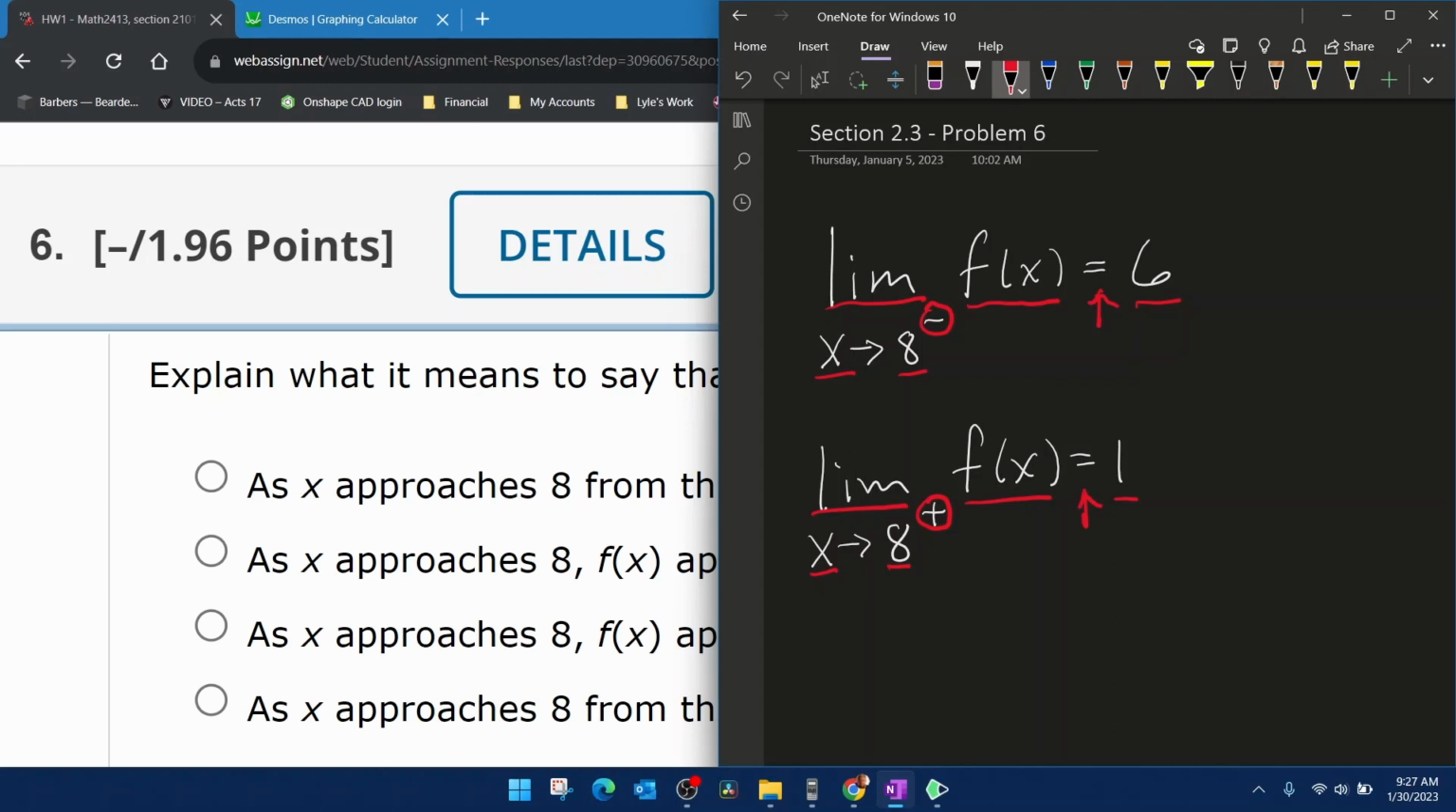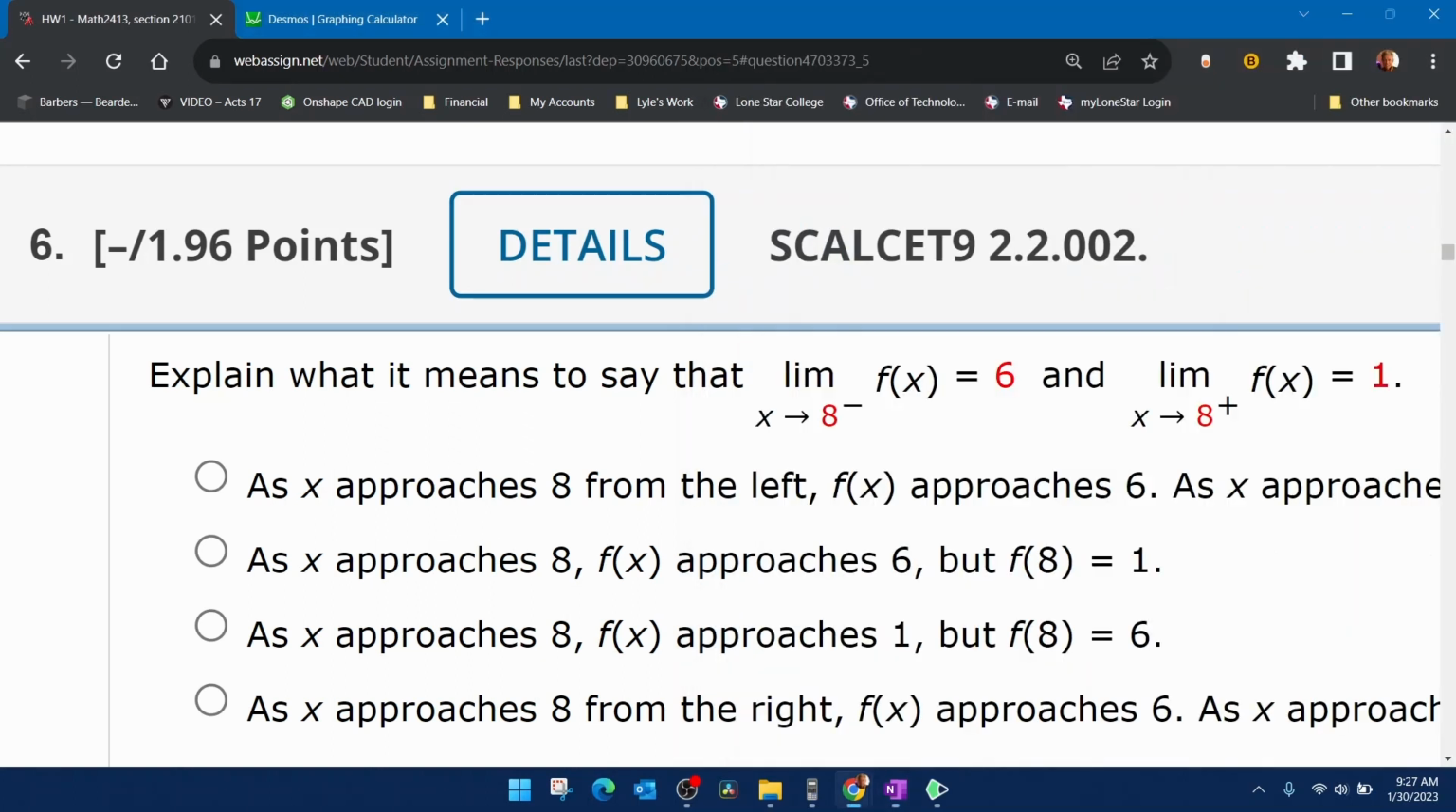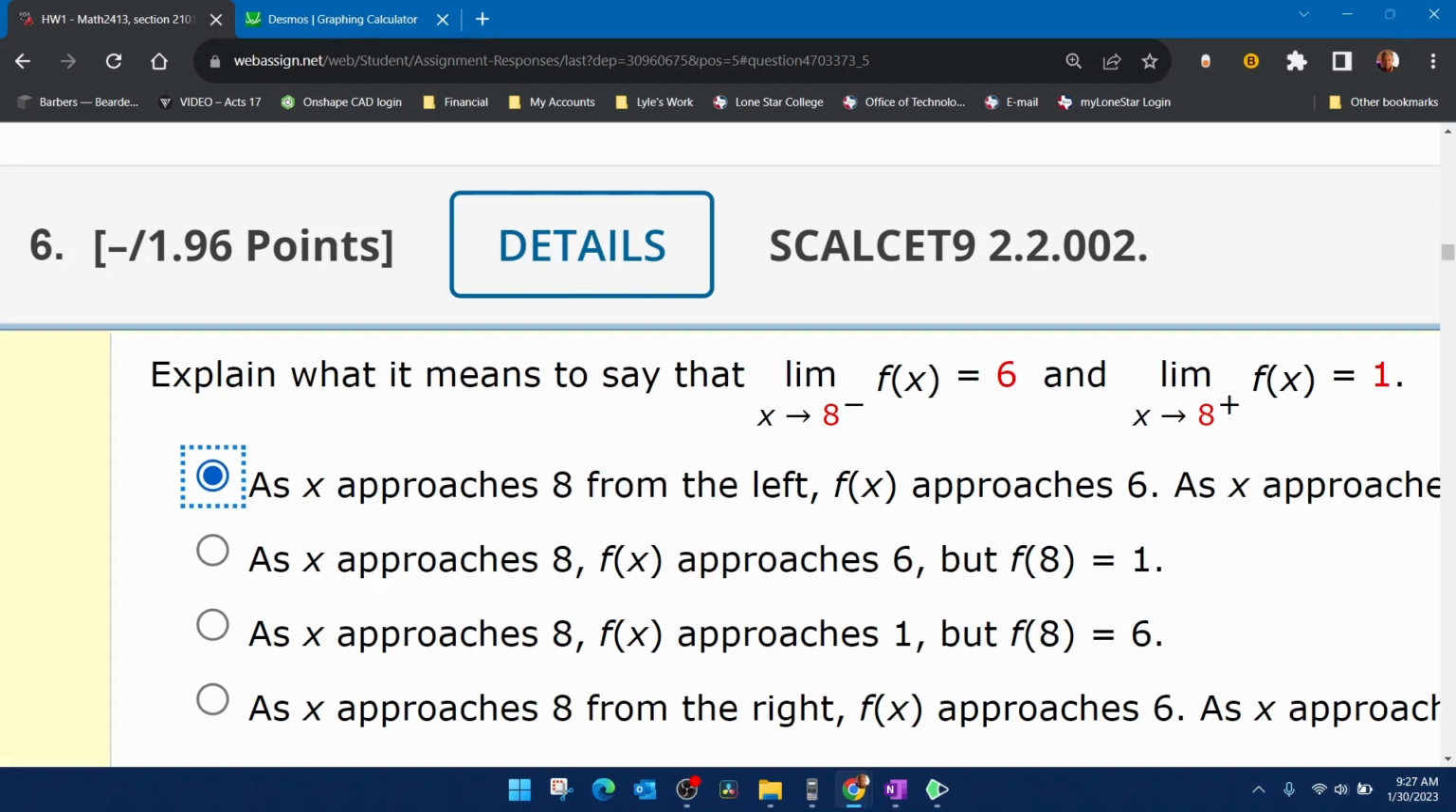Now let's go back and see if we can figure out which answer is correct. And the very first one says what we needed to say. It says as x approaches 8 from the left, f of x approaches 6. So we're going to go with that one. The second and the third one can't be right because it doesn't designate that we approach 8 from the left. And then the last option says as x approaches 8 from the right, which is what the second limit says.